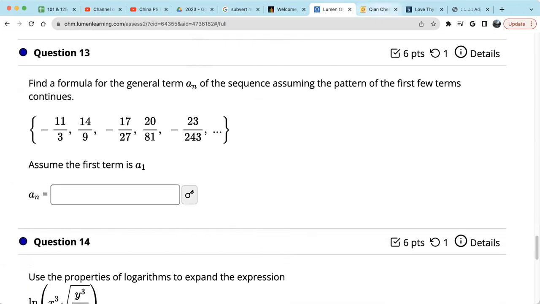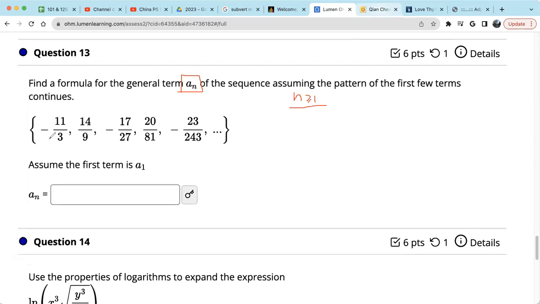Let's see question 13. We're given a sequence of numbers, right? We want to find a representation for a general term. So n can be 1, n can be 2. Let's see, it didn't say what n starts with. Let's assume n starts with 1. n can start with 0, right? Or start with 1. So in this case, I'm letting n start with 1.